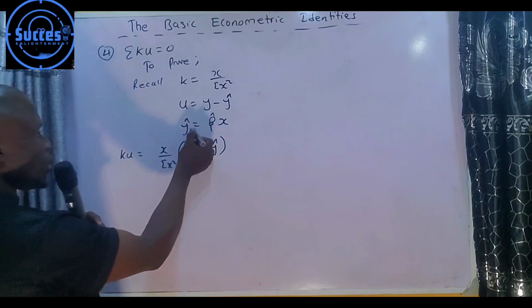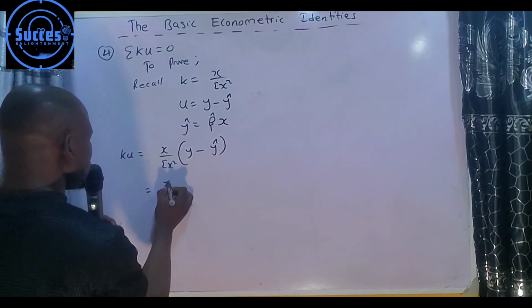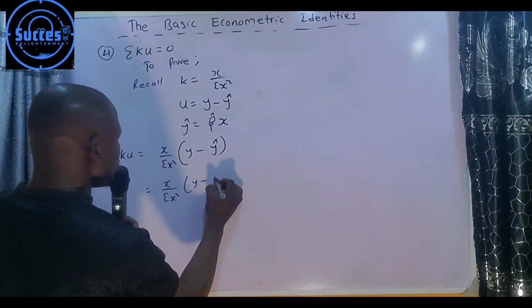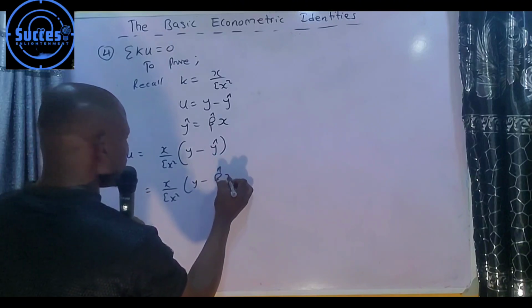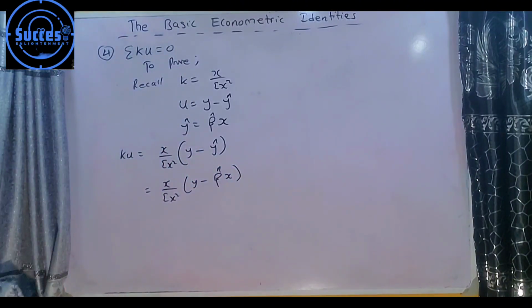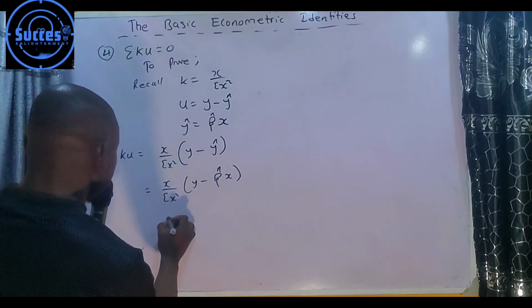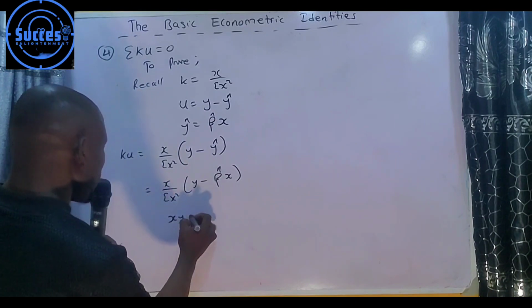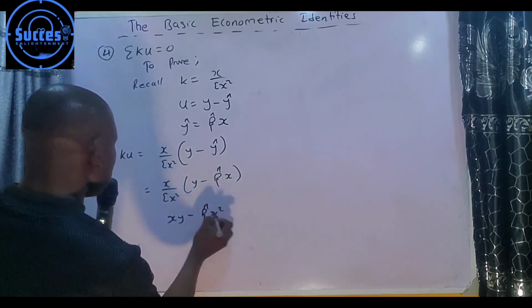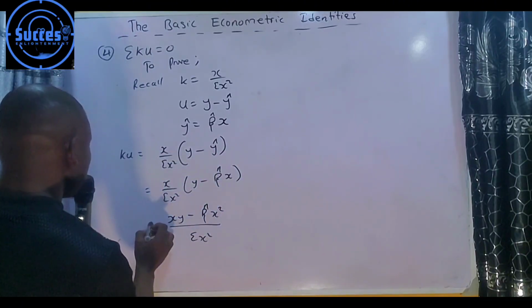The value of y cap is beta cap x. So this is the same thing as x into summation x squared into y minus beta cap x. Now we can bring the summation into it, or let's expand this bracket. Either way, this will give us xy minus beta cap x squared, this x times x, all over summation x squared.